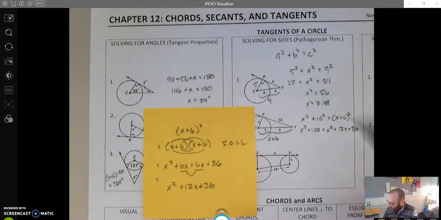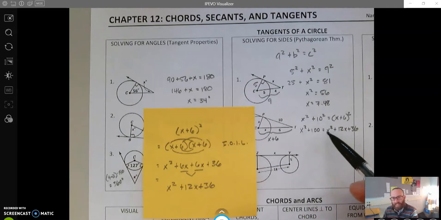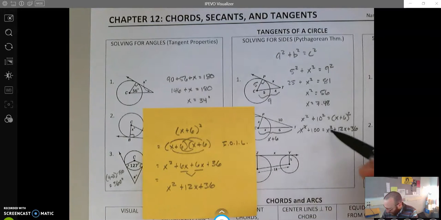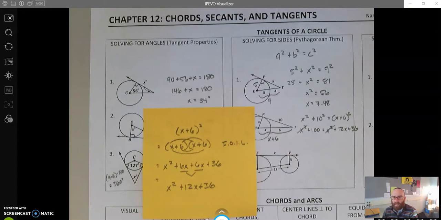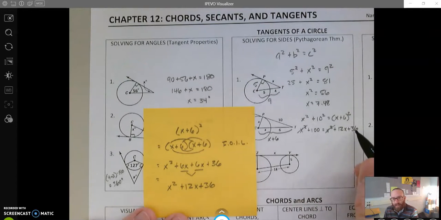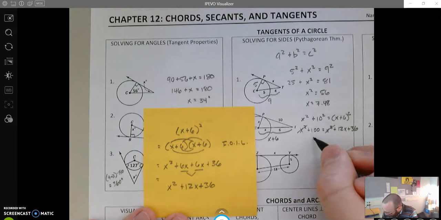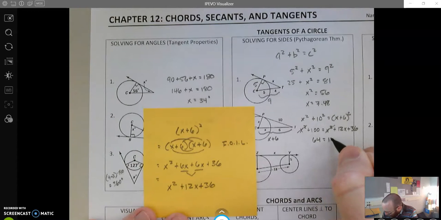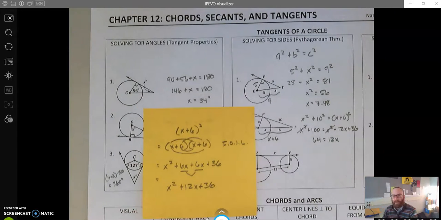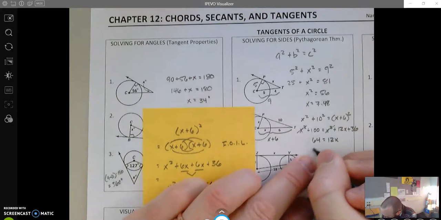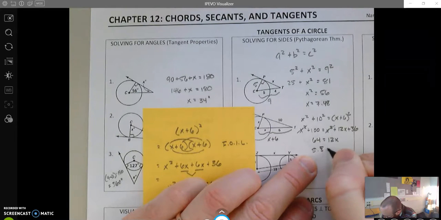The cool thing that happens here is that we have an x squared on both sides. If I subtract that, it just cancels out. And so really that x squared part goes away. We don't have to deal with it. What we can do then is subtract 36 from both sides. We get 64 equals 12x. Okay? And all I have to do is 64 divided by 12, which gets me 5.3 repeating.